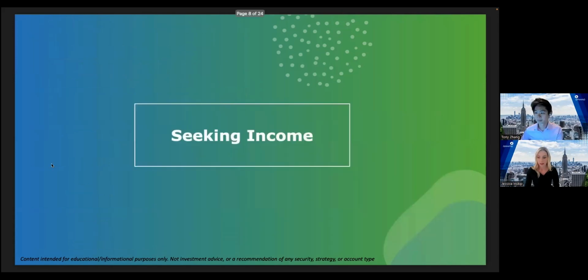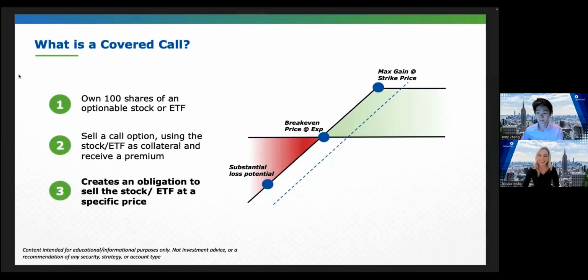profit. So we're going to cover seeking income, and I see a lot of questions saying, what's a cash covered put? What's a covered call? Really glad to tell you that we're going to explain that now. So a covered call, what is that? So we're going to start with seeking income, and we'll cover the two most popular single-legged strategies for seeking income. And the first is a covered call.